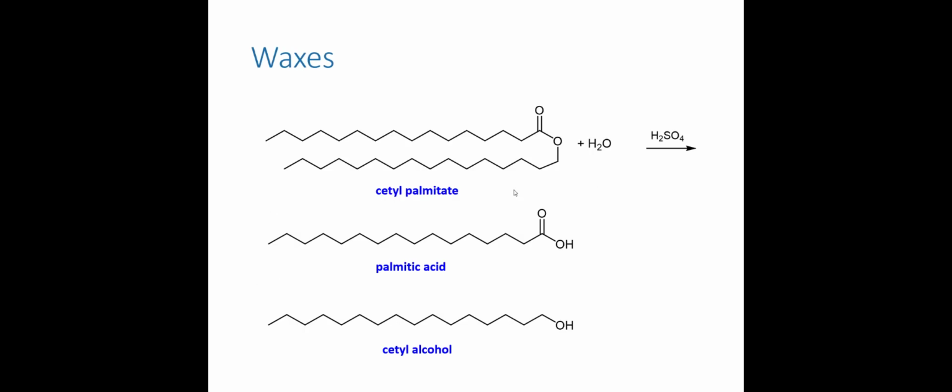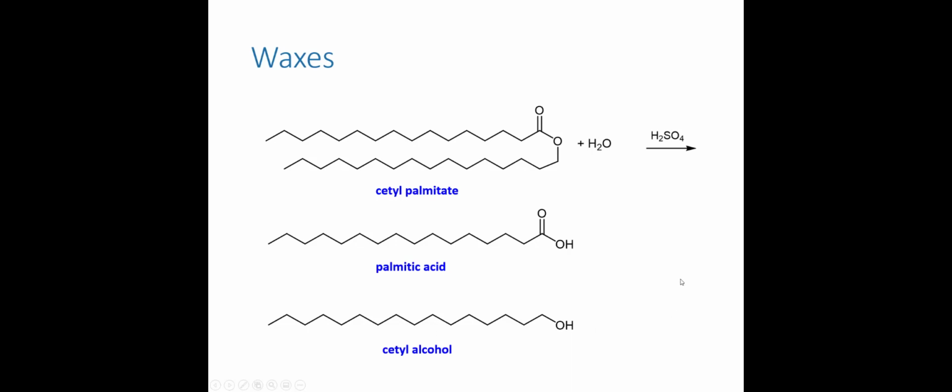So here's an example of a hydrolysis reaction for a wax. If we look here, we have a long carbon chain on this side. This is from the acid palmitic acid, which I've drawn around here. And then on this part of the ester, we have also a long chain here. So if I take cetyl palmitate and I hydrolyze it by adding water and sulfuric acid, it behaves as any other ester would, and that is that it breaks up into the carboxylic acid and the alcohol that it is derived from.